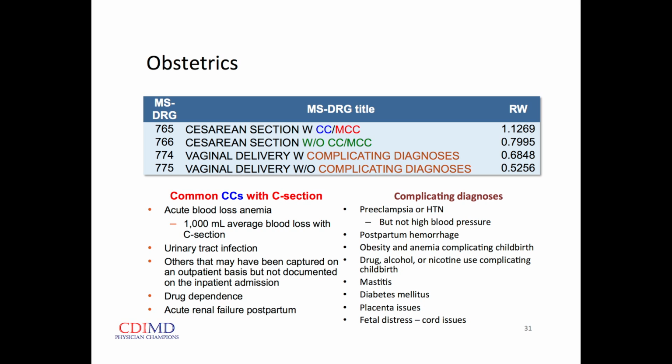Urinary tract infections, sometimes secondary diagnoses that are established as an outpatient. The primary care physician may know about them, but they may not play directly in your delivery of care. But if we list them, it adds to our complexity of illness. We're human beings taking care of human beings, so a lot of them are on meth and a lot of them are addicted to opioids and alcohol is an issue. And there are categories called complicating diagnoses, which include preeclampsia or hypertension, but for some reason if we just use the term high blood pressure, we don't get any credit for that. Postpartum hemorrhage, obesities and anemias that complicate childbirth, drug, alcohol, nicotine use.